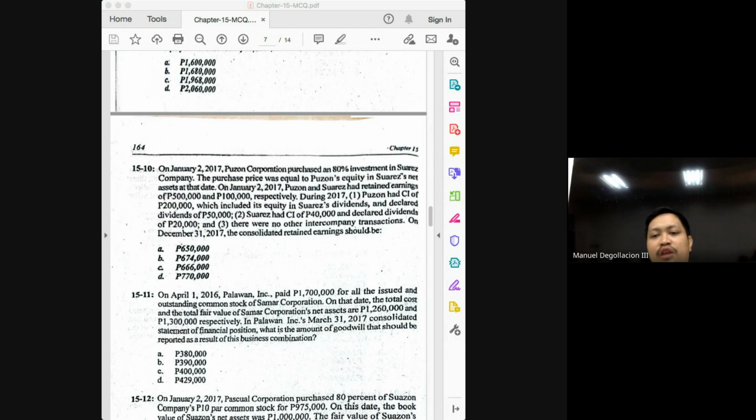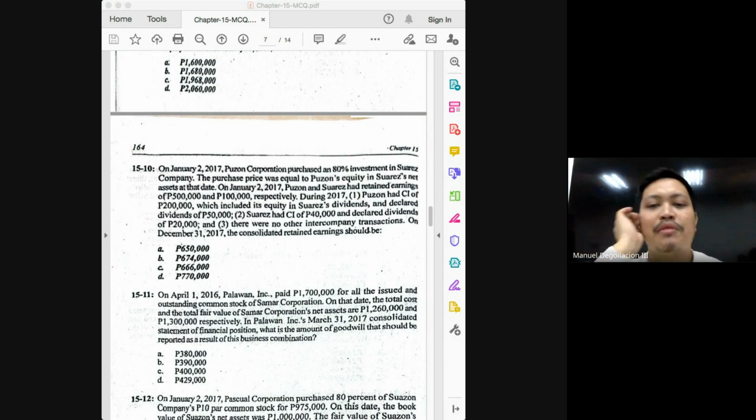And how much is the share of the parent, class? 80%. And how much is 80% of 20,000? 16,000. So if you're asked how much is the dividend income of the parent, the answer here is 16,000. So in computing for the income of the parent from its own operations, you deduct 16 from 200. And so if you are asked how much is the income of the parent from its own operations, our answer would be 184,000. Okay?